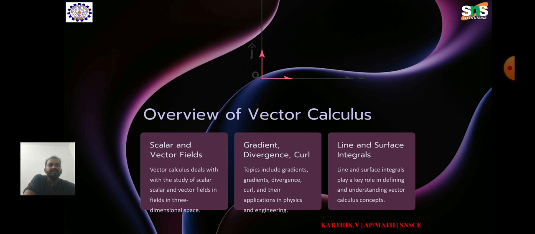Differentiation of vector fields. Gradient: the vector derivative of a scalar function representing the rate of change and direction of the steepest ascent. Divergence: a scalar measure of the spreading or converging behavior of a vector field at a point. Curl: a vector measure of the rotation or circulation of a vector field around a point.